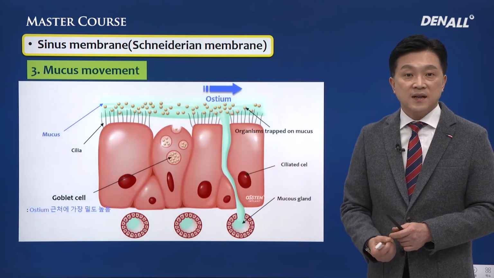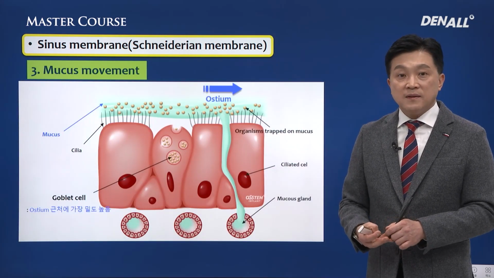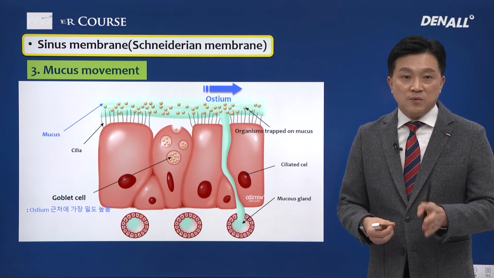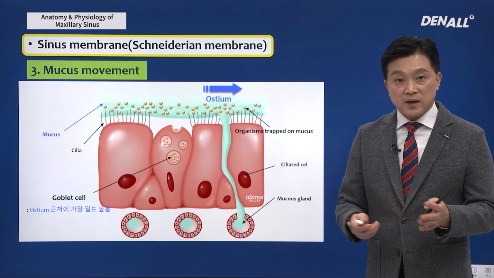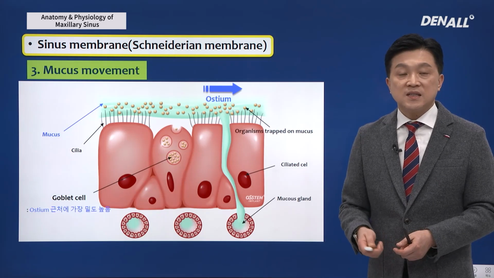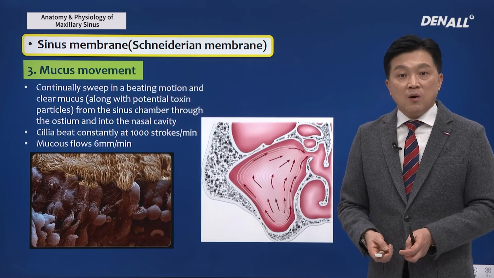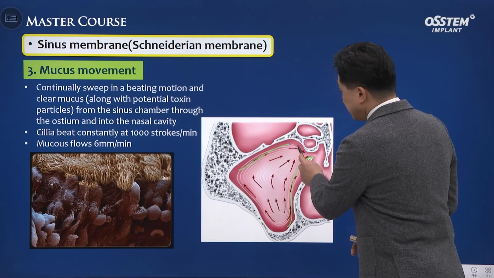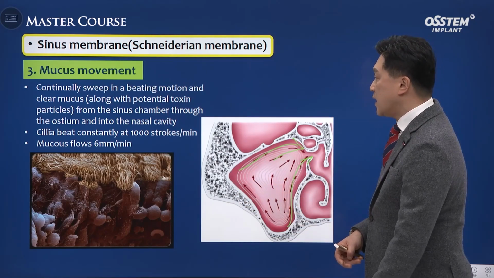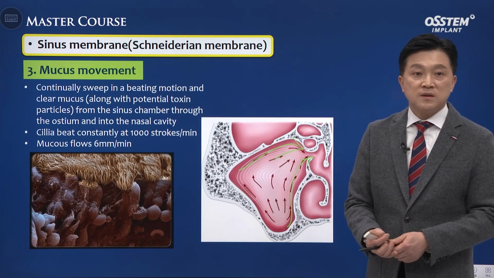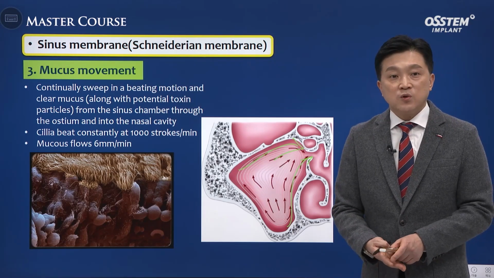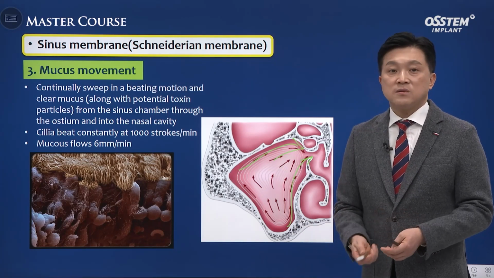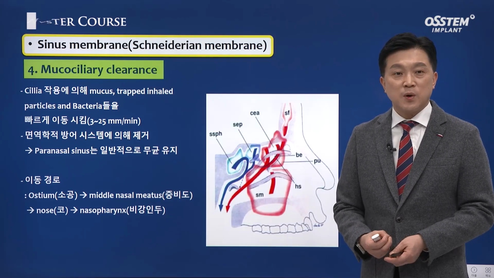There are two layers, the sol layer and gel layer, and after that, the bacteria and debris that were collected by the gel layer are transferred to the ostium via ciliary movement. They are all transferred towards the ostium through ciliary movement. There are about 1,000 strokes per second, and the speed is about 6 millimeters per minute. Ciliary movement is done to excrete these substances out.